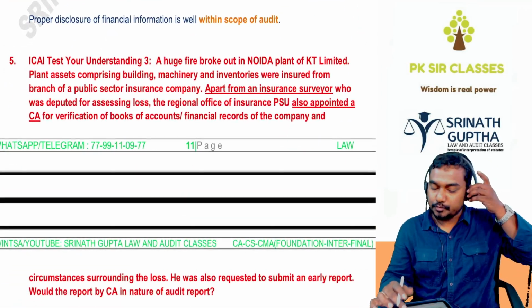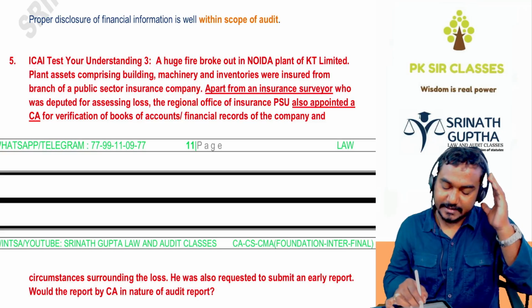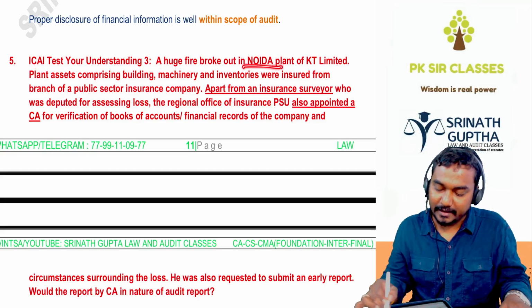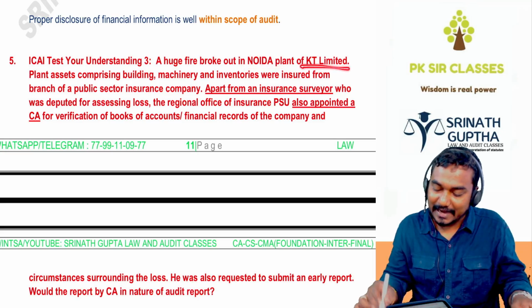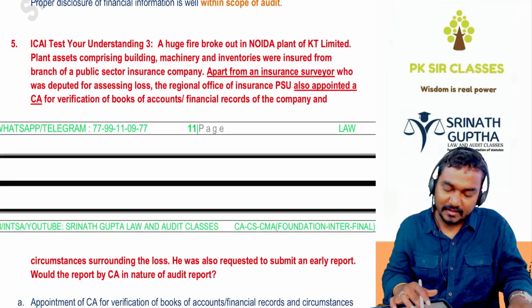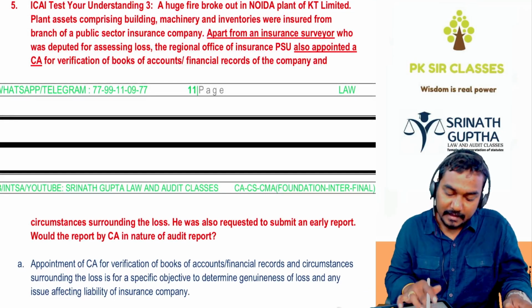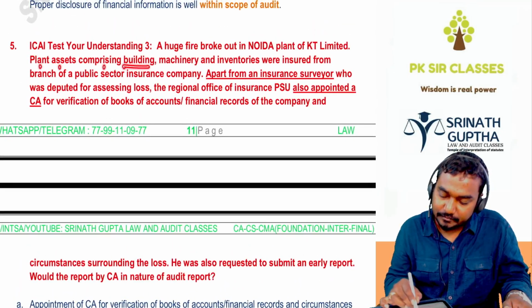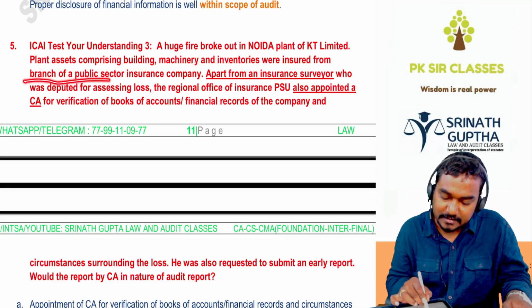बच्चों मेरा प्यारे देशवासियों, test your knowledge ICAI. Third question बेटा. A huge fire broke out in the Noida plant of KT Limited. There was a fire accident in the company. Plant assets comprising of the building, machinery, inventories were insured from the branch of the public sector insurance company.